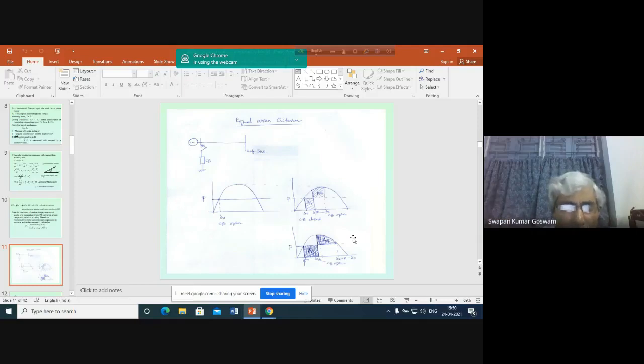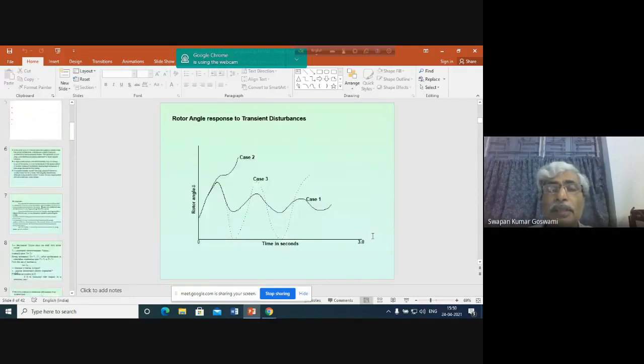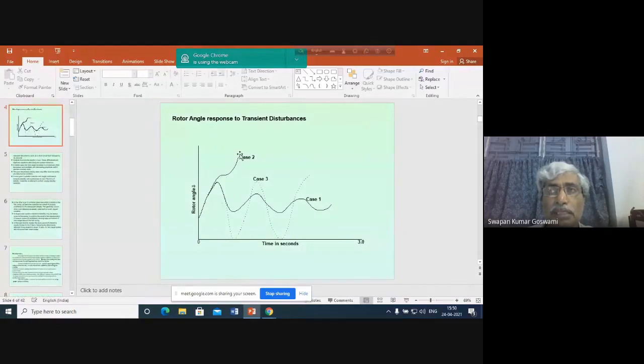As a result, speed will become higher. It was already above synchronous, and it will become still higher. As it becomes still higher, delta will go on increasing. And there is a situation when delta will no longer decrease again, and the situation will be like this second case. Delta will go on increasing continuously.